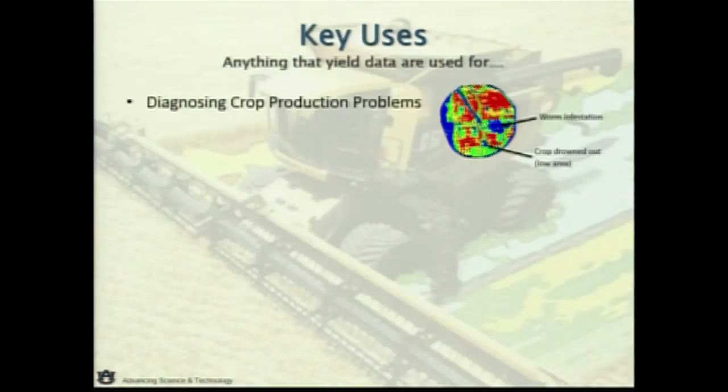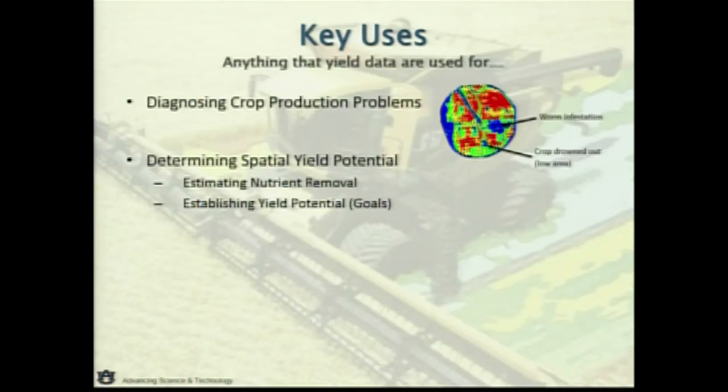So the key uses, we talked about this again, but just to highlight, there's really a lot of uses. It's infinite, but diagnosing crop production problems and really understanding the yield potential out there in the field are going to be critical as we move forward. And from an environmental standpoint, we make sure that we're applying only what we need to the crop, and it ultimately can give us the yield potential for that field, and we can manage to that. Even with some of the variable rate strategies, we might be able to really manage to that yield potential.